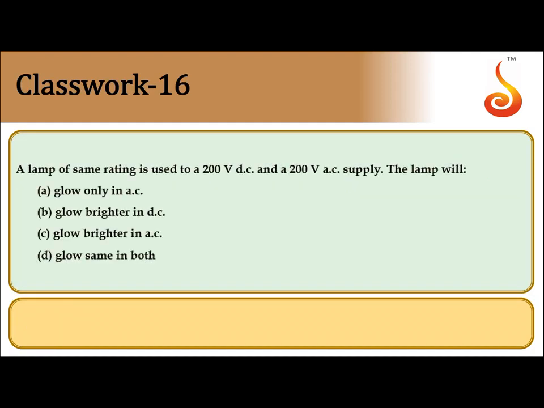16. A lamp of same rating is used across a 200 volt DC and a 200 volt AC supply respectively. The lamp will glow only on AC, glow brighter in DC, glow brighter in AC, or glow same in both.